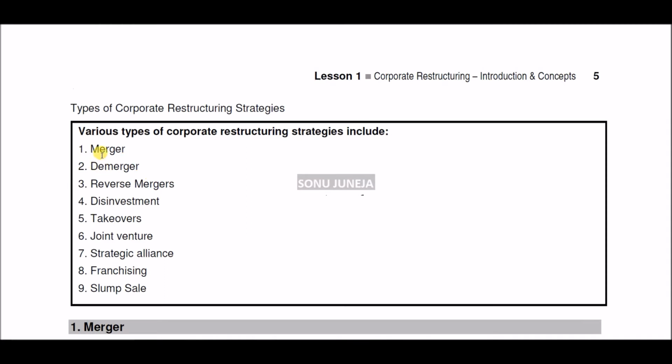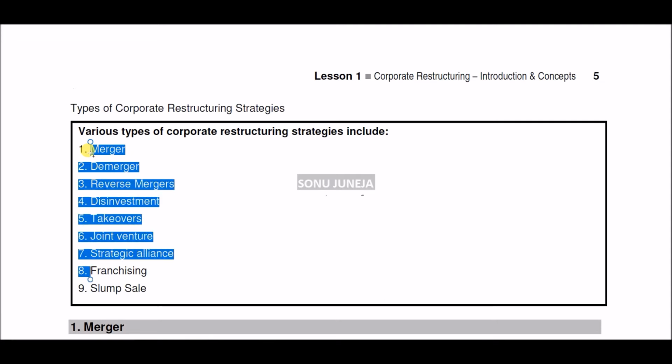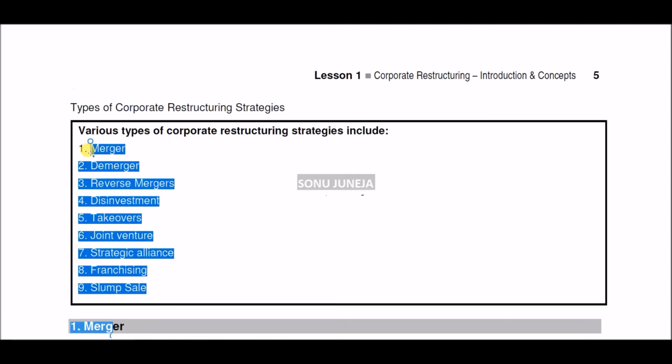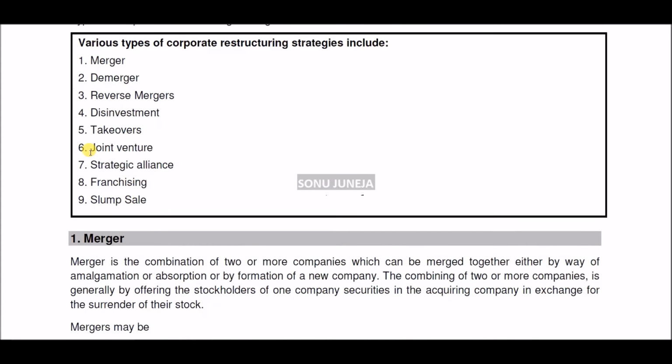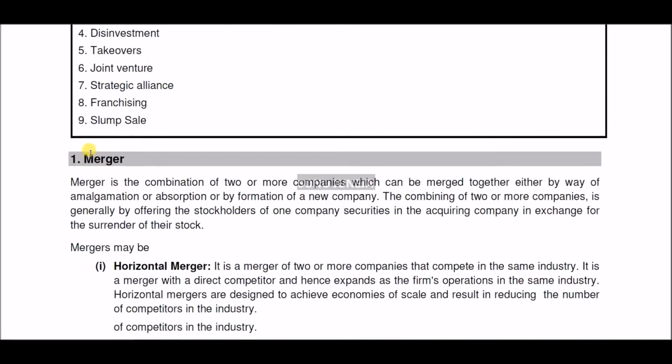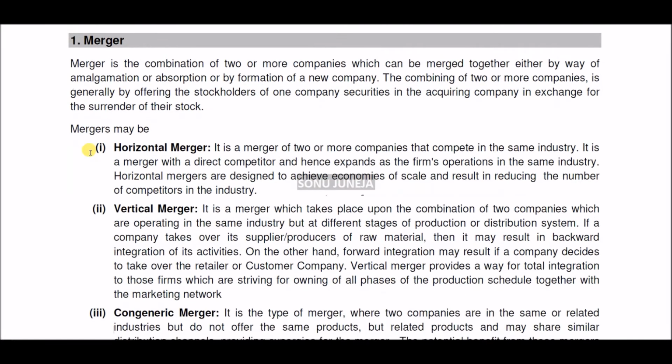Now, what all comes under corporate restructuring? Merger, demerger, reverse merger, disinvestment, takeover, joint ventures, strategic alliance, franchising and slump sale. We will now learn a little about each of them. So the first thing you have to proceed with is merger. Merger is basically from the word merge, meaning to combine.